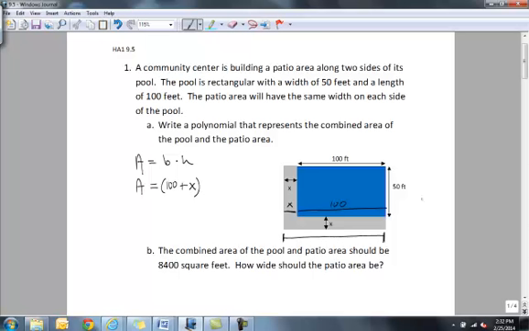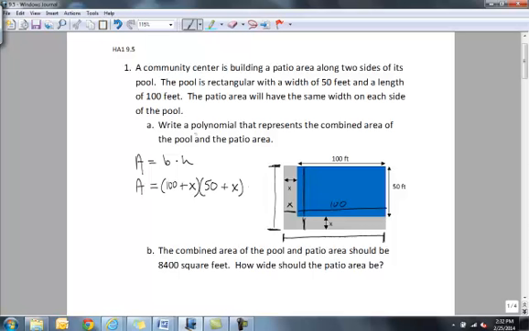Now based on that, I bet you can figure out the height, because the height is going to go from here to here. We know that the pool is 50 feet wide, so then plus a little bit more for the patio, the X there. So the height would be 50 plus X.